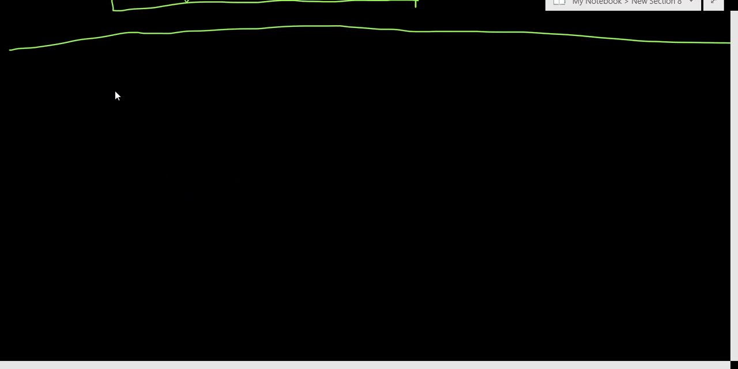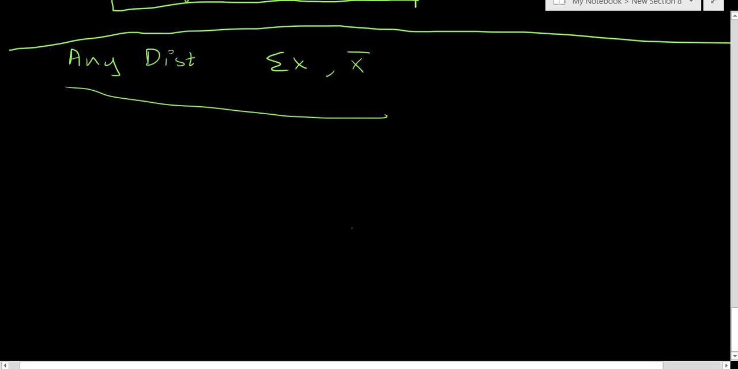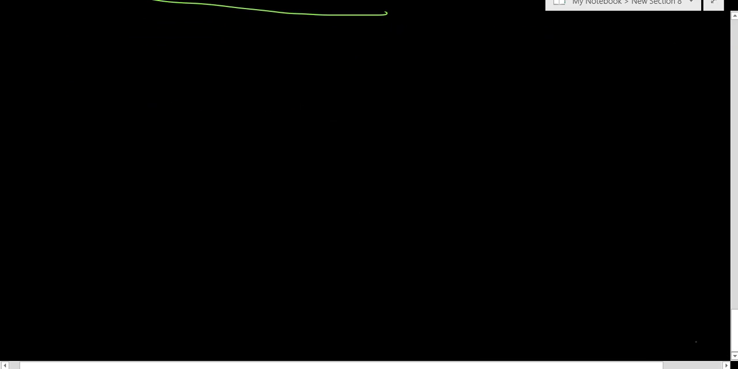So the central limit theorem can be applied to any distributions. If I want to find the distribution of sigma x, or I want to find the distribution of x bar, any distribution. But there are a particular few cases given in the core reading, so I am going to discuss them. The first case that is given is of a binomial distribution.